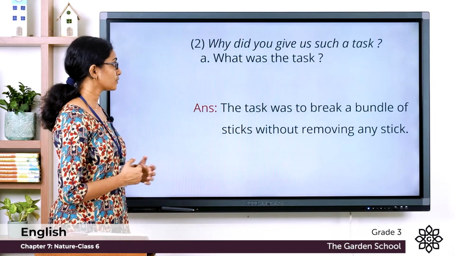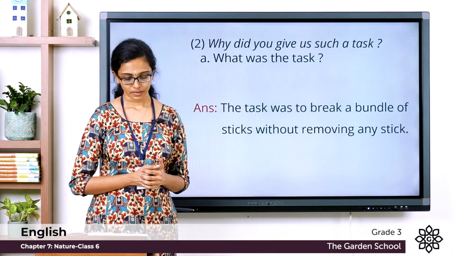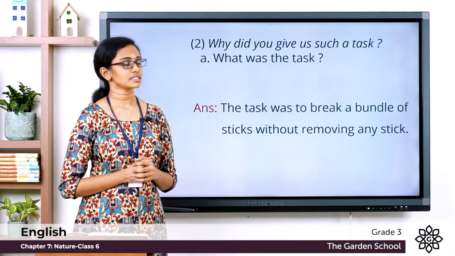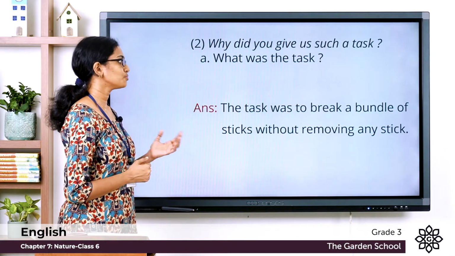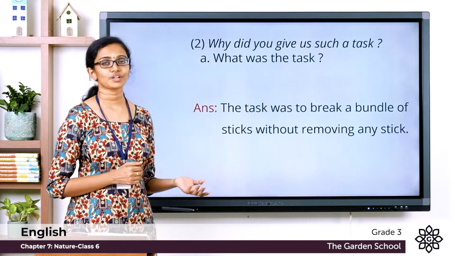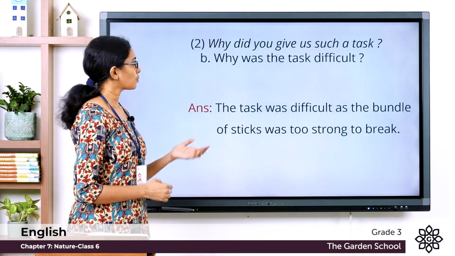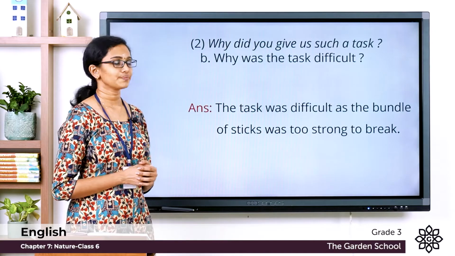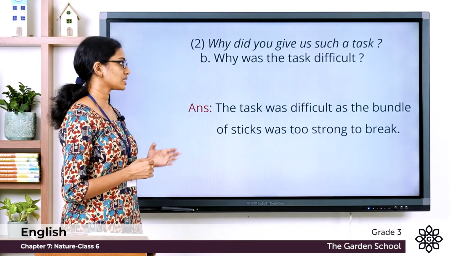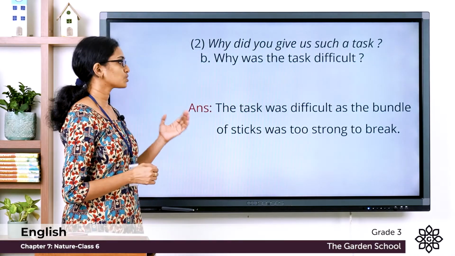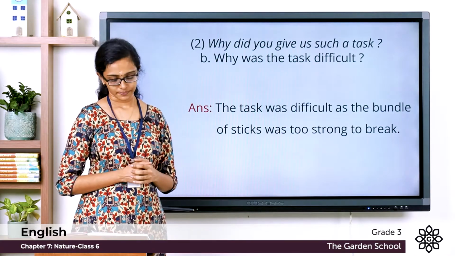Why did you give us such a task? What was the task? The task was to break a bundle of sticks without removing any stick. Now the next one. Why was the task difficult? The task was difficult as the bundle of sticks was too strong to break.